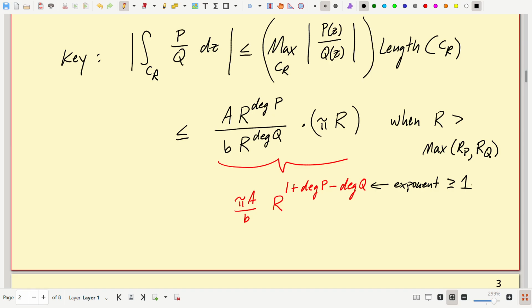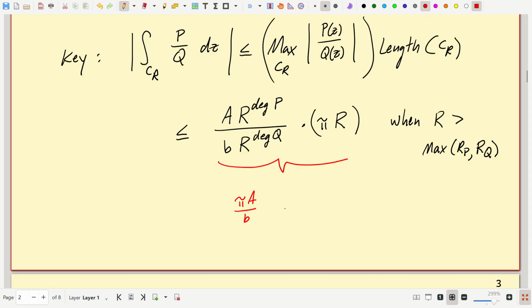Degree of q is big. Oh, you're right. Oh, yeah, what am I saying? That's a negative. I need that. I should have put it in the denominator. Yeah, so here's what I was thinking when I did this and not writing.